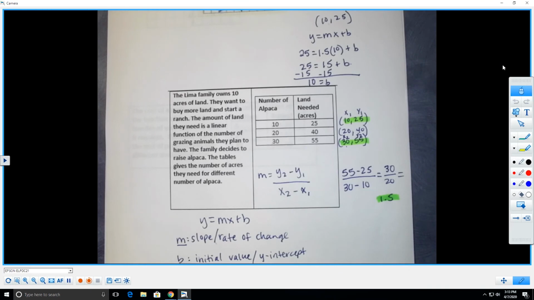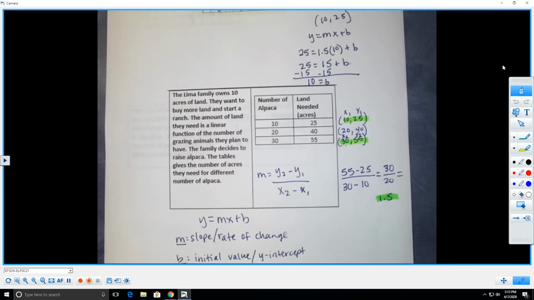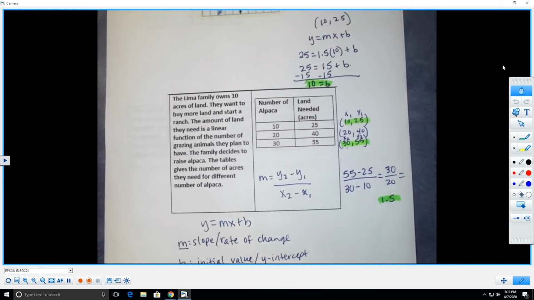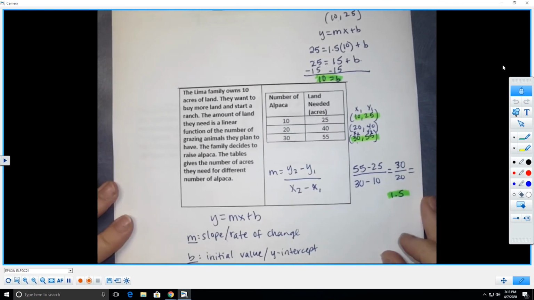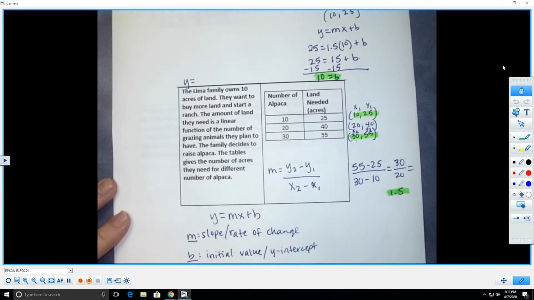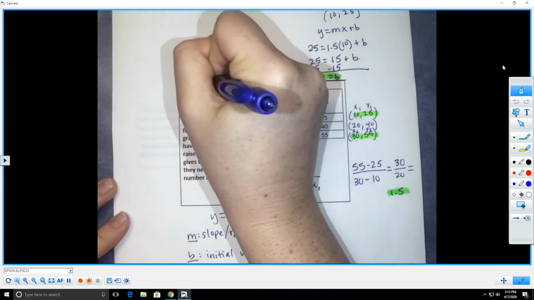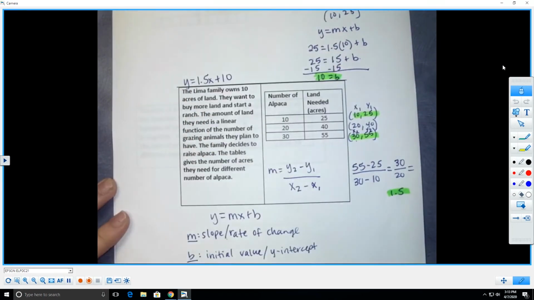Now, we know that the rate of change, or the slope, is 1.5, like we have here, highlighted in green. And the initial value, or the y-intercept, is 10. We can write the equation of the linear function this way. So to model this situation, it would be y equals 1.5x plus 10.